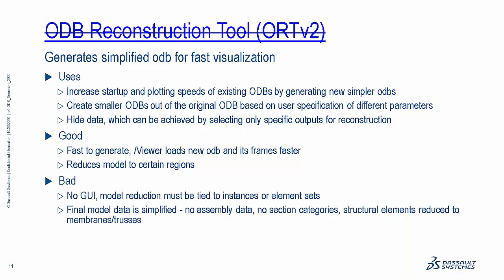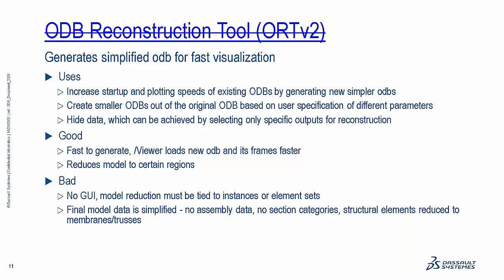This one generates a simplified ODB for fast visualization. Some of the uses for it is that it can increase your startup and plotting speeds of existing ODBs because you're essentially generating new, simpler ODBs using this tool. You can create smaller ODBs out of the original ODB, being a reducer, and it essentially allows you to hide certain data because you can select only specific outputs for reconstruction.